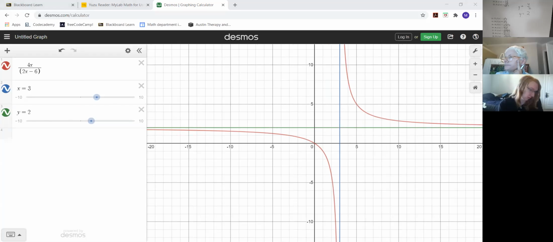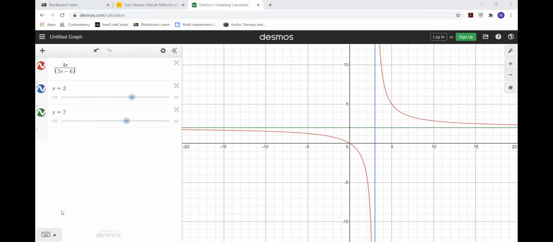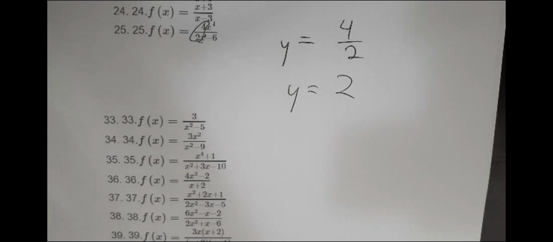Where is my little bar? Where'd my bar go? There it is. Trying to find my annotation bar. Okay.